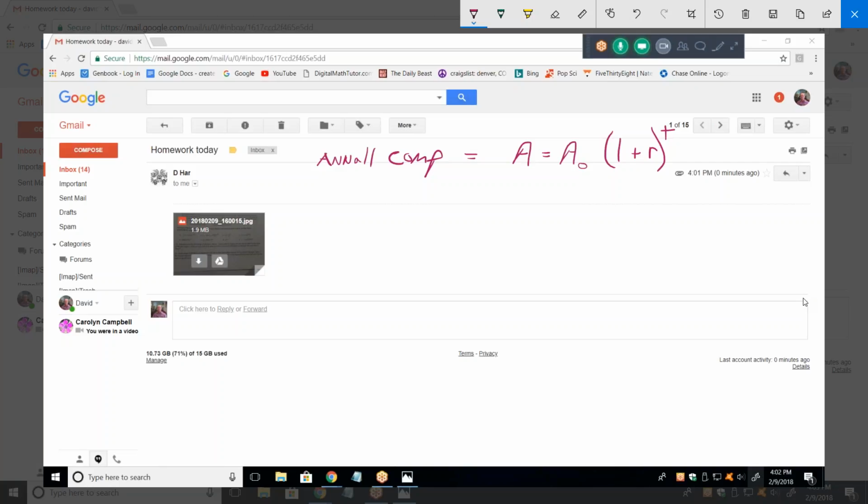For, let's call it greater than annual, and what I mean by that is more often. In other words, if you had, say, monthly compounding, then your amount is equal to the initial amount times 1 plus R over N, and then the exponent is NT.